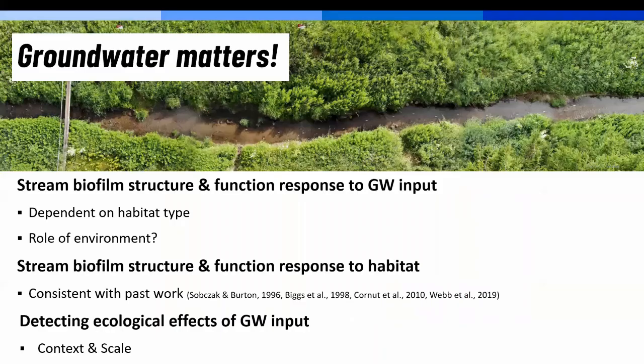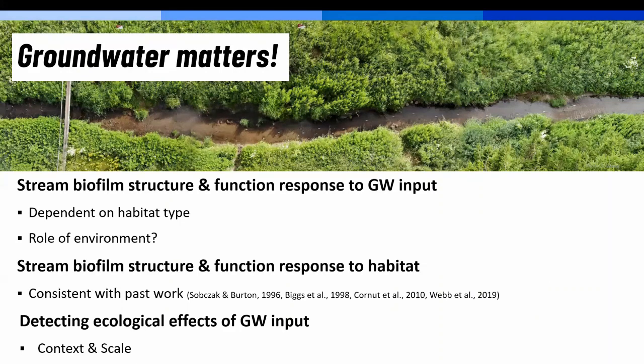So taken together, what did we learn? Firstly, that groundwater matters. We found that stream biofilm structure and function did respond to differences in groundwater input, but only in runs. We didn't really find any compelling evidence that groundwater input altered the environment to the extent that we would expect a biological response.